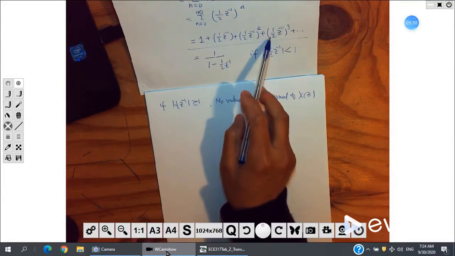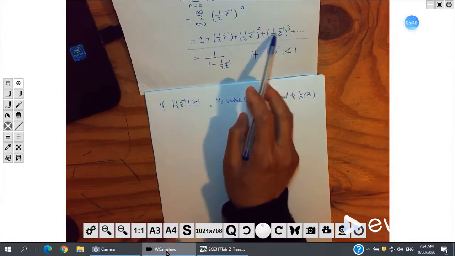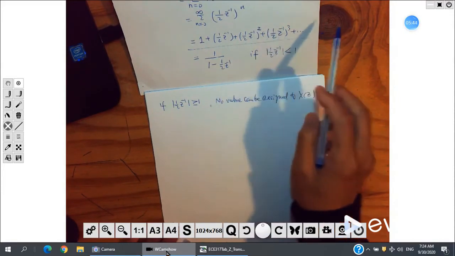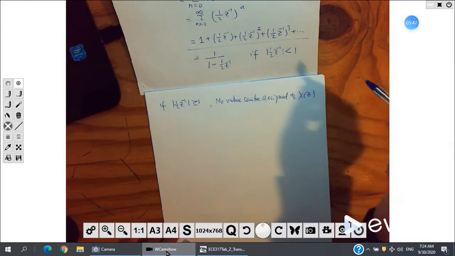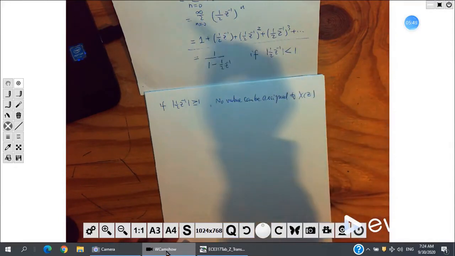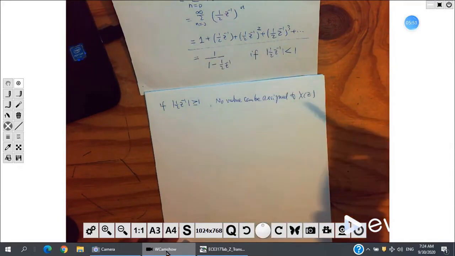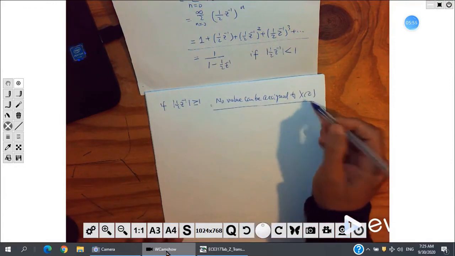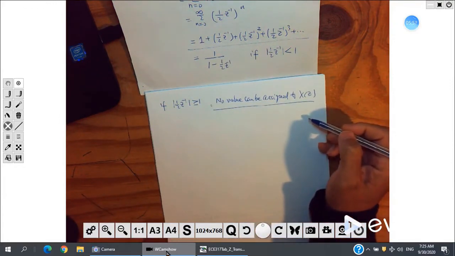Minus 1, you get 0. Then plus 1, you get 1. So you cannot have a fixed result, right? You add one more term, the value will change: either 0, either 1, either 0, either 1. You can't have a fixed value. So no value can be assigned to this X of z. Okay, so this is the answer.